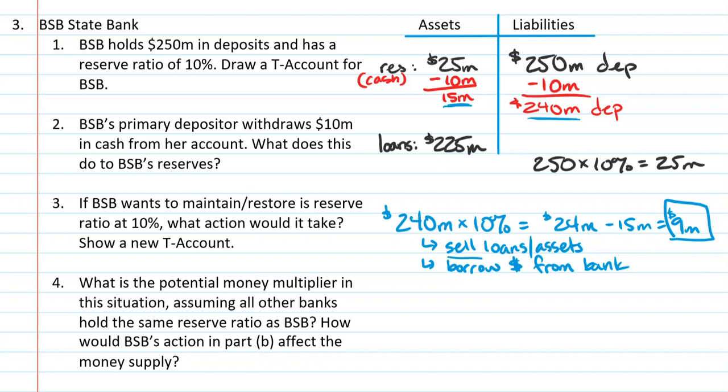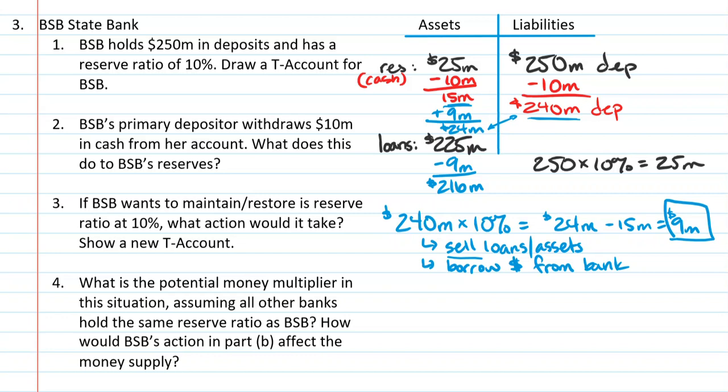So how does that show up? Well, if we subtract $9 million from their loans, they would then have $216 million in loans, and then we could add a plus 9 over here to get them back to exactly the 24 million reserve amount that this bank wants to hold.